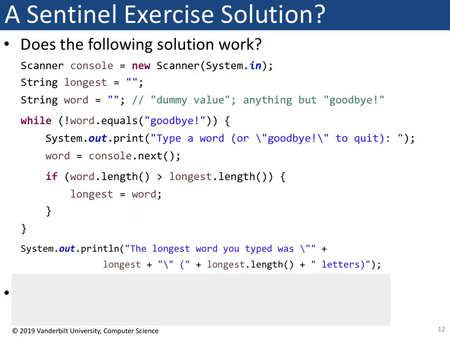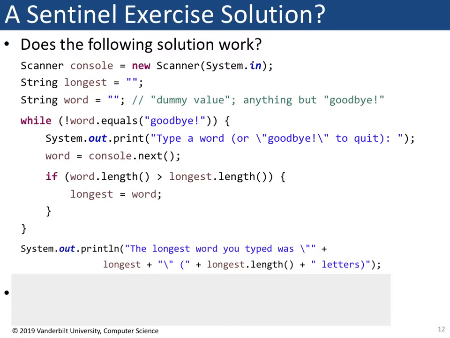So let's consider a solution to this problem. We declare our scanner, call it console because we want to get input from the user. We're going to have some string to store our longest in and the word that we get from the user. And we've given it a dummy value, in this case, empty. We could give it anything, we just couldn't give it the value goodbye because we're going to test to see if it equals goodbye, and that's our test condition to exit the loop. So as long as word.equals goodbye is false, then we're going to continue this loop.